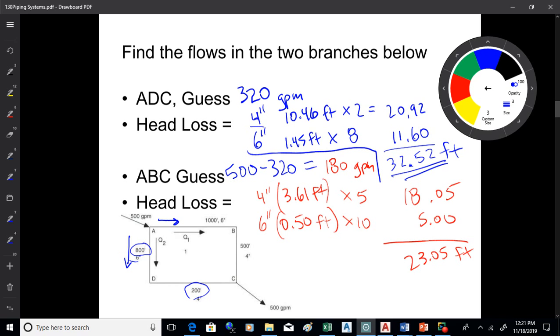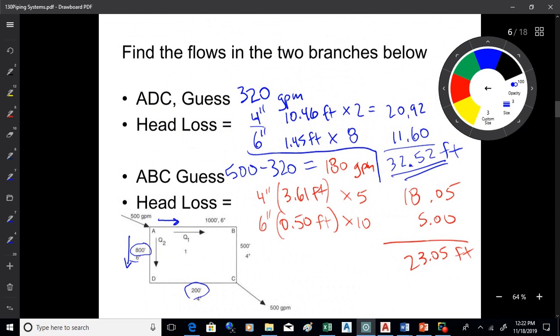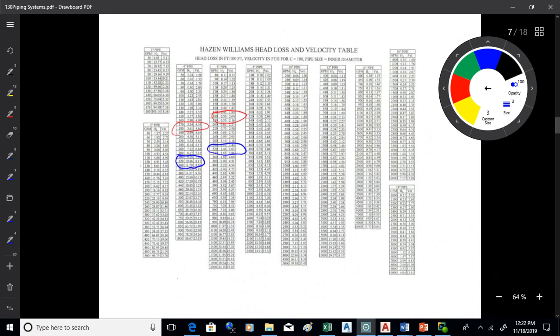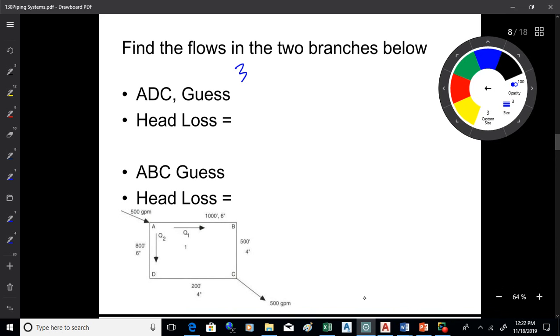And that's really all you do with this stuff, okay? Now, a computer in a real system is going to do this a lot faster and for a lot more complex system, but this is just the idea. You just balance out the head loss. So what do you think for ADC? Anybody got a guess on that side? We're at 320. We got to go down. 300, good enough.